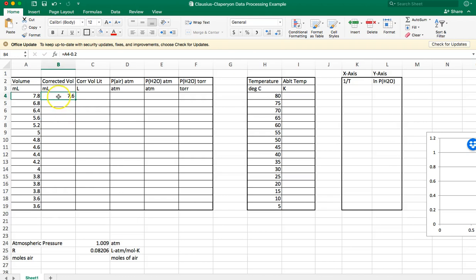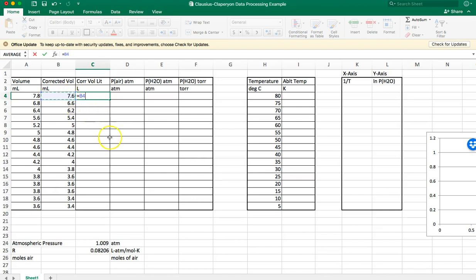If we click on the cell, we see the cursor turns into a plus sign, and if we move that down to the bottom right-hand corner, we can click and drag, and then all of the corrected volumes have been done for us. The next thing we're going to need to do is convert this from milliliters to liters, just to make sure things are in the correct units, so when we use our R value, all of the units are going to cancel out appropriately.